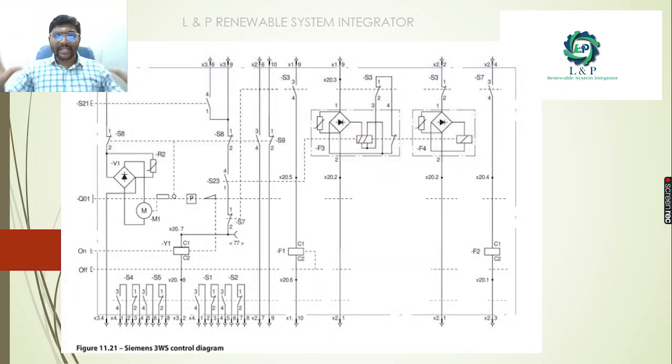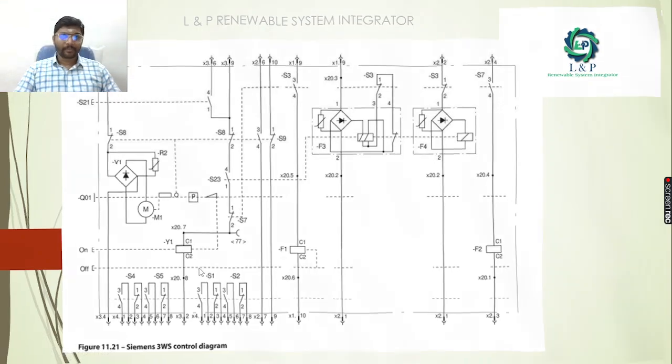This is a circuit diagram of the Siemens brand which we saw earlier. This is how we need to make the connections. If it is in this position, it is in the on position, and if it is coming back to this position, then it is in the off position.